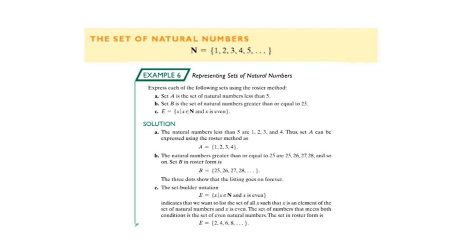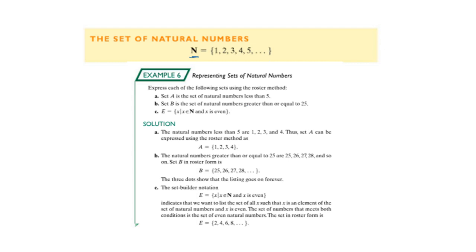Recall the set of natural numbers uses that bold N is equal to, and we list with braces. In roster notation, 1, 2, 3, and you go on dot, dot, dot, ellipsis from there. So that's the set of natural numbers. And example 6 is asking us to express each of the following sets using the roster method.